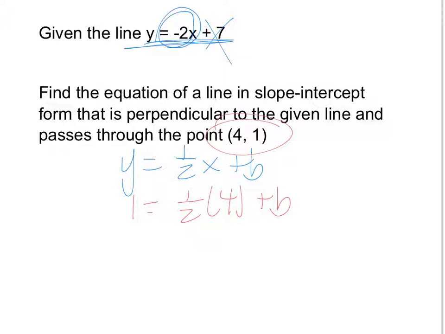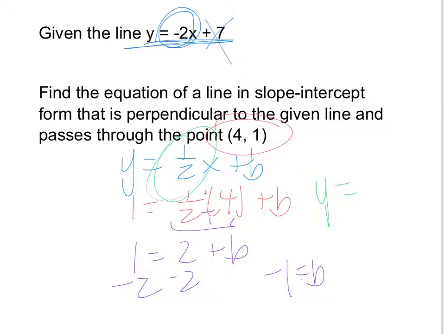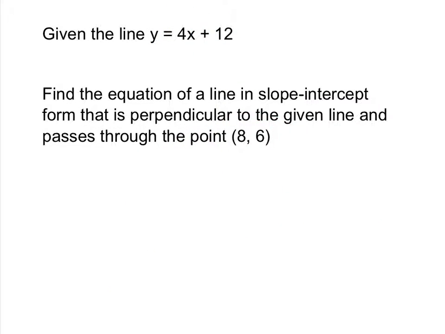Now we multiply. Remember, when you multiply a fraction times a whole number, you just multiply the top number with the whole number and divide by the bottom. So 1 times 4 is 4, 4 divided by 2 is 2. Subtract our 2 to the other side, so negative 1 equals b. So the final equation you're going to write would be y equals your new slope, so 1/2 x minus 1. Okay, at this point, please pause the video so you can try this one. Once it's ready, please press play.